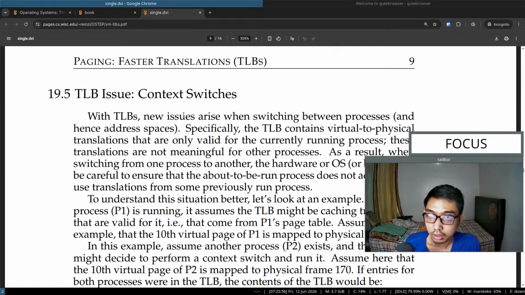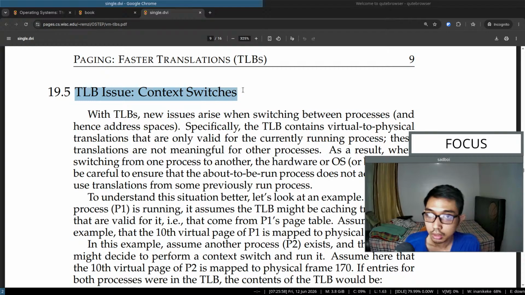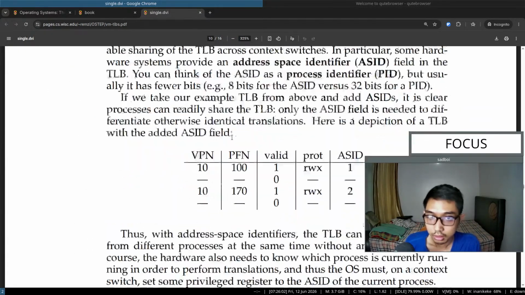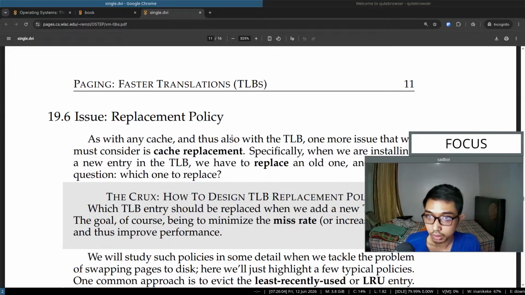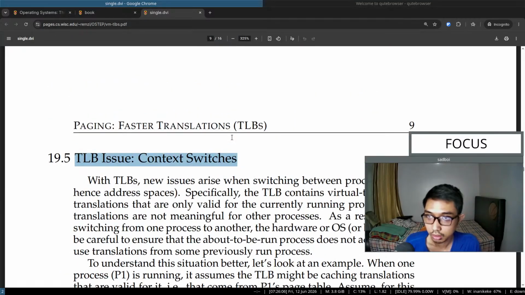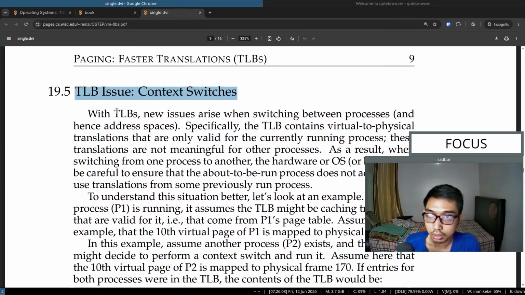Okay. Oh, it's raining. Alright. Okay, maybe. Yeah, let's continue with section 19.5, TLB issues: context switches, in the next session.